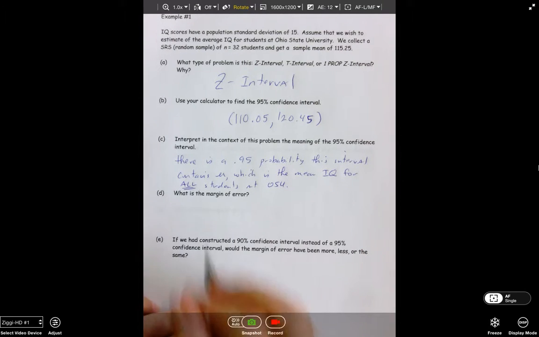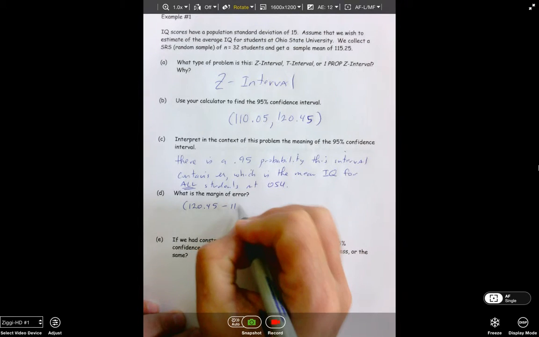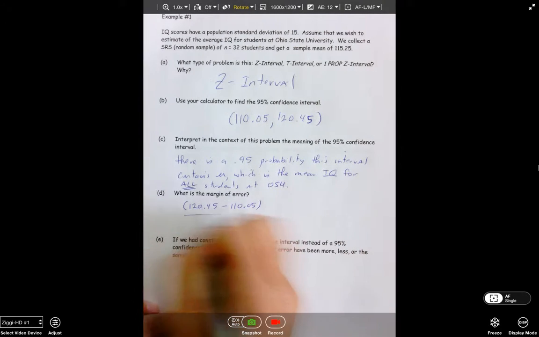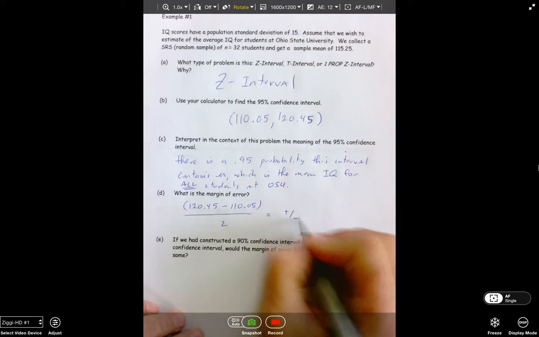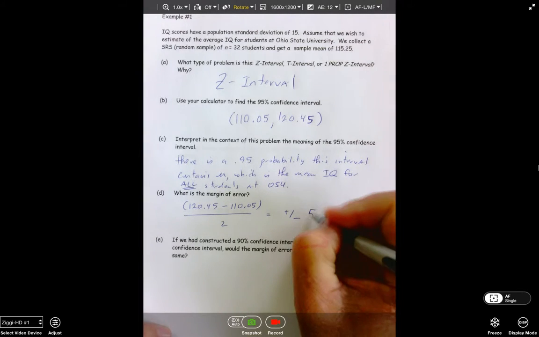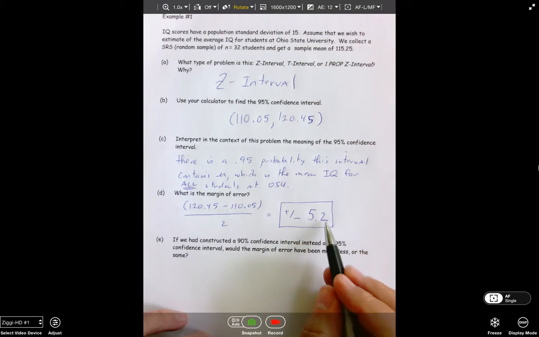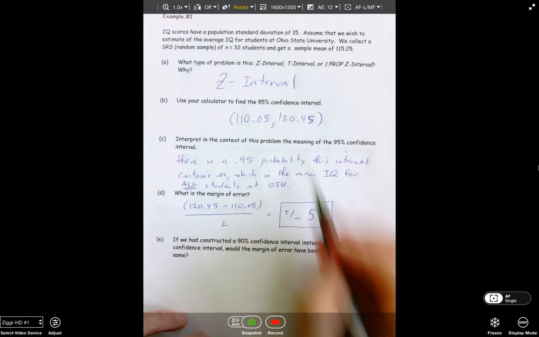All right. What is the margin of error? Big number minus small number divided by 2. Put a plus or minus in front. Assuming I didn't have any typos, I get 5.2. Now, sometimes I see people wanting to put a percentage sign there. Guys, this is not a percentage problem, so that's just silly.